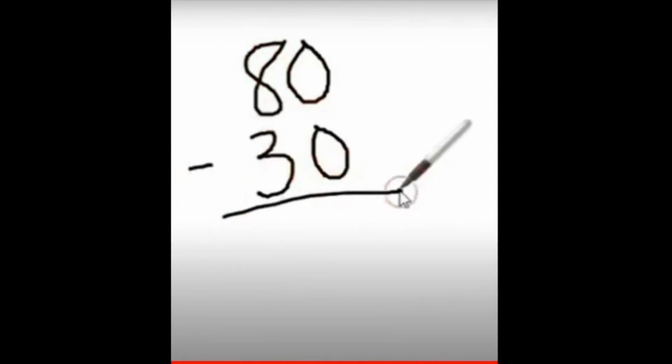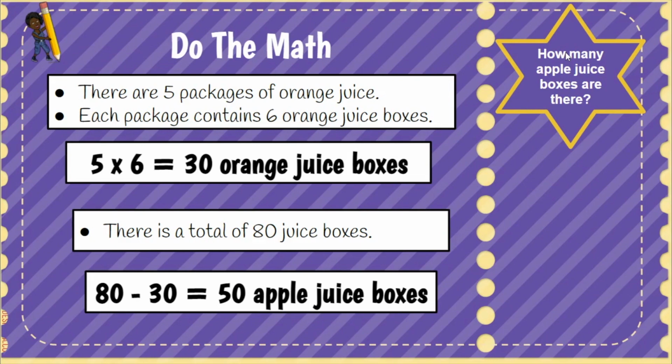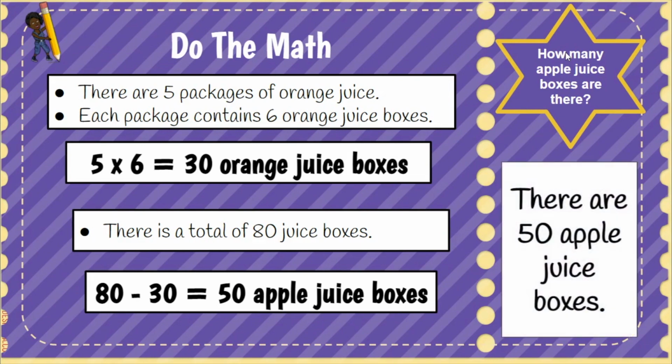Now that I have a total of 30 orange juice boxes, I will subtract that number from the total of 80 juice boxes. Now that we have done the math, we now know that there are 50 apple juice boxes.